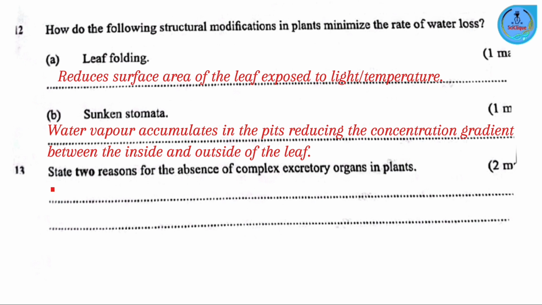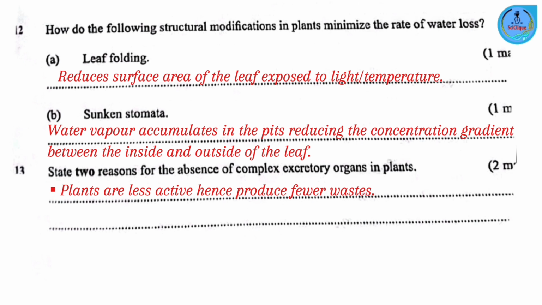So number one, plants have less metabolic activity and therefore they produce less wastes, okay? So yeah, they don't need to have complex excretory organs because the amount of waste that they produce is less compared to that of, let's say, animals.